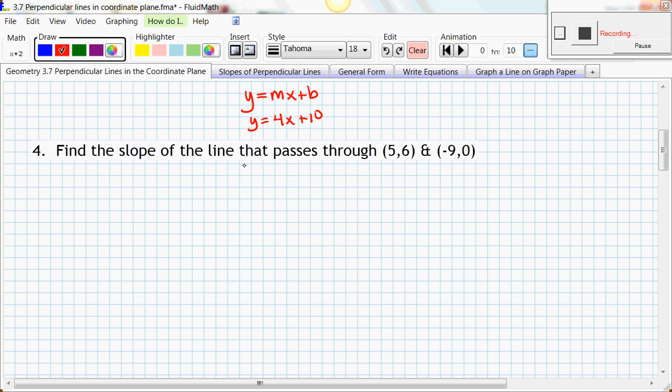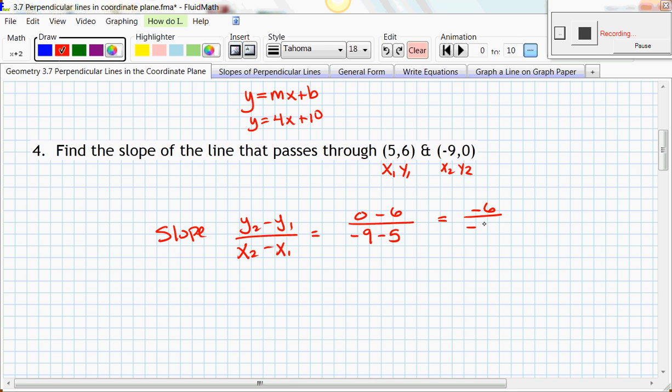And then number 4, find the slope of the line that passes through these points, x1 and y1, x2 and y2 if I number those. And remember the slope formula is y2 minus y1 over x2 minus x1. So that's going to be 0 minus 6, all divided by x2, which is negative 9, minus 5. Now 0 minus 6 is a negative 6. Negative 9 minus 5 is a negative 14, so that reduces to a positive 3 over 7. So a positive answer because a negative divided by a negative is a positive. Okay, those were the warm-ups that we did.